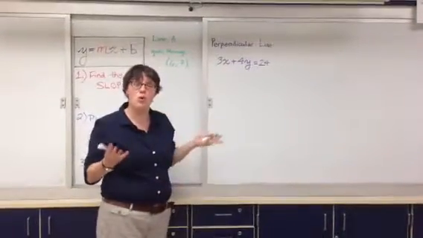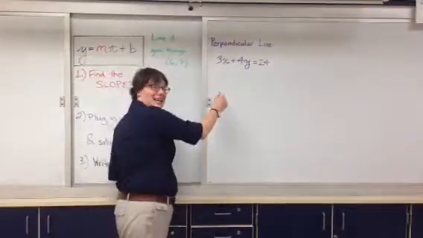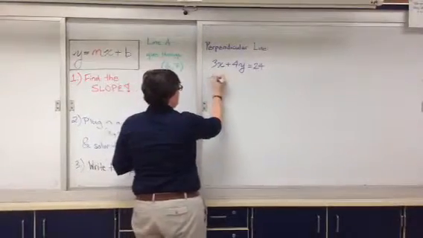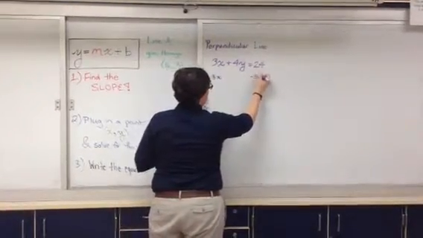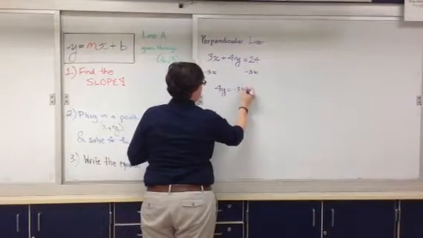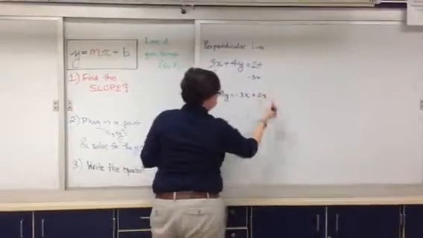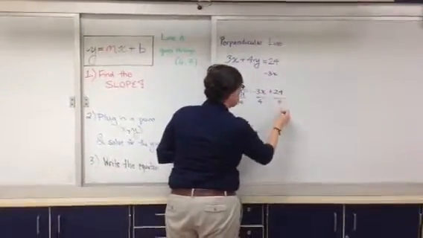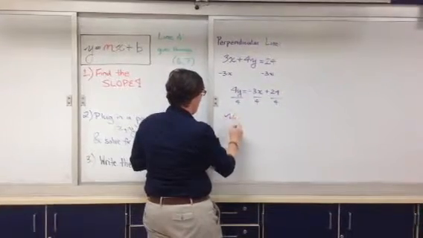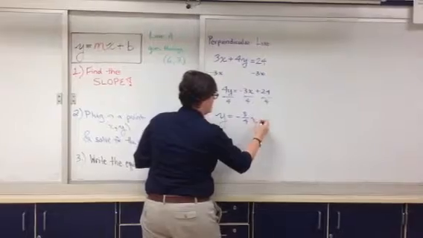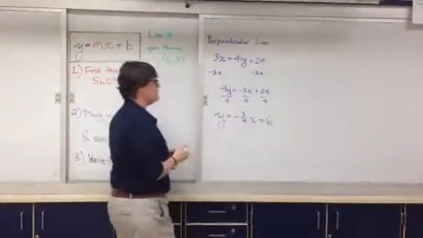I don't know what the slope is right now, so I'm going to isolate y so I can figure out what the slope is. I subtract 3x from both sides and get 4y equals negative 3x plus 24. Dividing every single piece by 4 gives me y equals negative 3/4 of x plus 6.